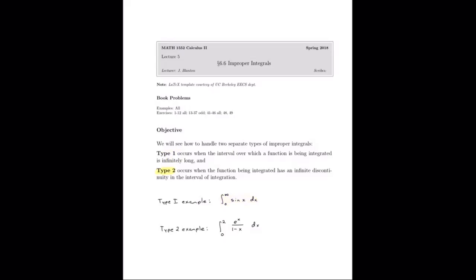Type 2, this is where an infinite discontinuity is within the interval of integration. These are a little bit sneakier. We have to keep an eye out to make sure that we don't overlook an infinite type 2 integral with an infinite discontinuity. We're integrating from 0 to 2 for this function, which seems harmless enough, but we have to remember that 1 minus x is in the denominator, so the value of 1 on that interval from 0 to 2 is actually a value of infinite discontinuity for our integrand, our function in the integral. And that could cause the integral to not converge. We'll see the definitions of those things in just a moment.